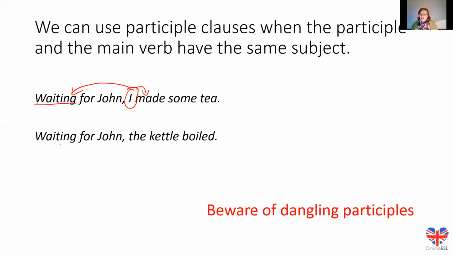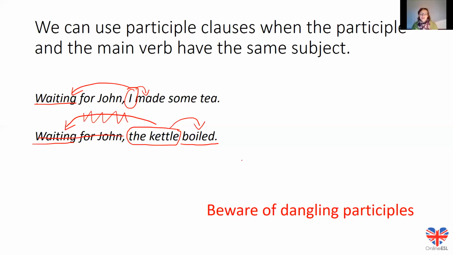The second sentence, we've got: waiting for John, the kettle boiled. So, main verb boiled, participle waiting. Now, who is doing the boiling? It's the kettle. So the kettle is boiling. Is the kettle waiting for John? No. Kettles don't wait. They're inanimate objects, unless they're very clever. So we can't do this. We can't do this because it makes no sense.